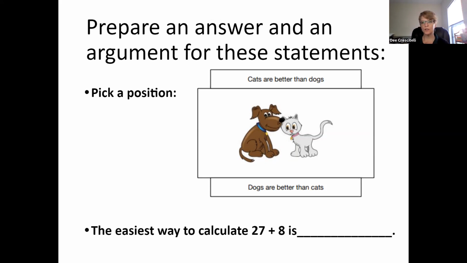And then the other statement is the easiest way to calculate 27 plus 8. So 27 plus 8 is, you take a minute and pick a statement for that, an answer, but you also have to have an argument. You have to have a reason that you're deciding that that's what you're picking.